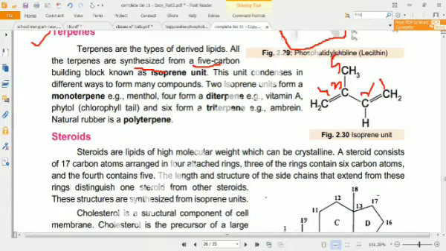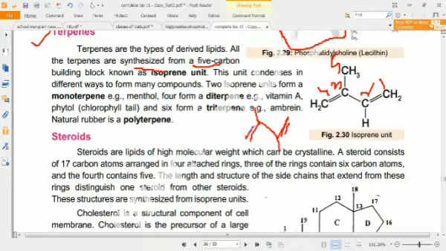So these are 5 carbon atoms which are making bonds in this zigzag form. So like this. Here is a methyl group, and here is a hydro group, and here is a double bond, and here also a double bond. You can see like this. So this is the simple structure.